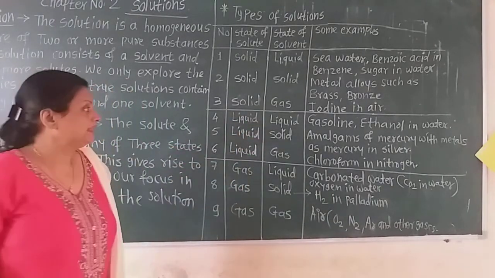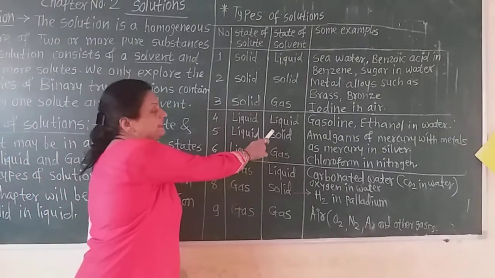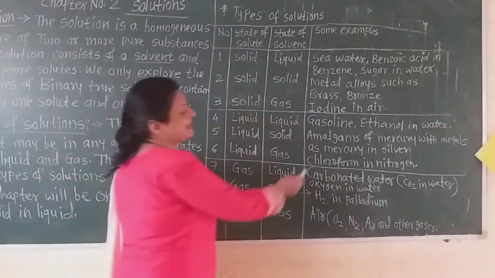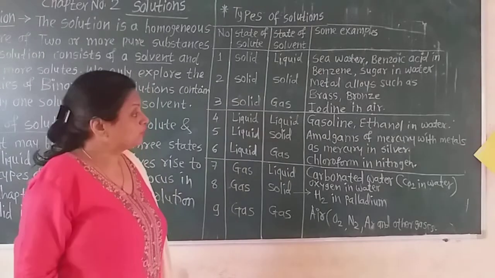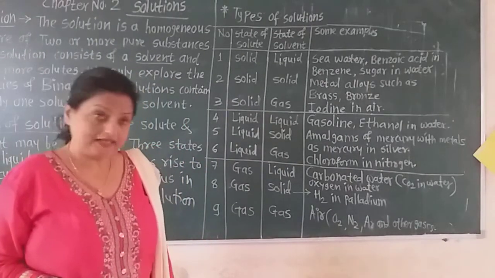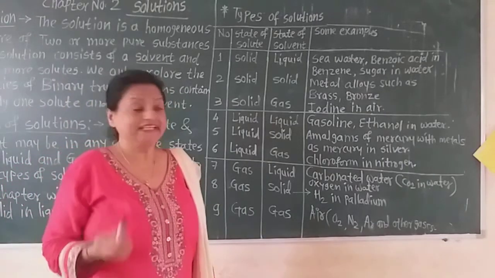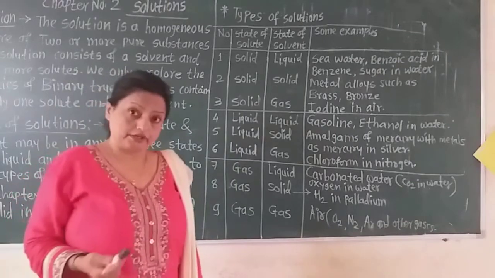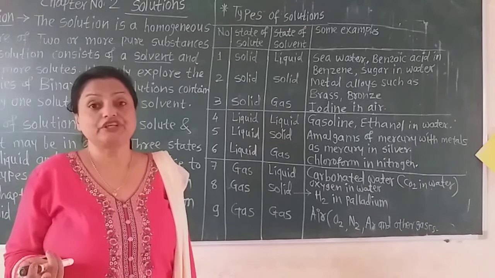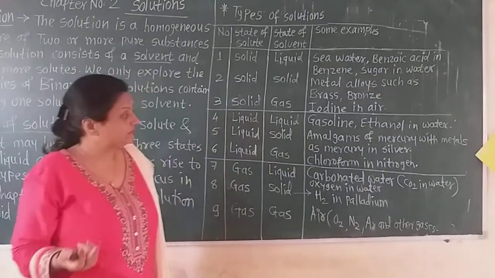Now next, the liquid is the solute, and liquid is also the solvent, that is liquid in liquid. The best example is gasoline. In gasoline there are petrol, diesel, different liquids. So gasoline is an example of liquid in liquid. Ethanol in water, we know that ethanol dissolves into the water and a homogeneous mixture is formed. So ethanol in water is also an example of liquid in liquid.